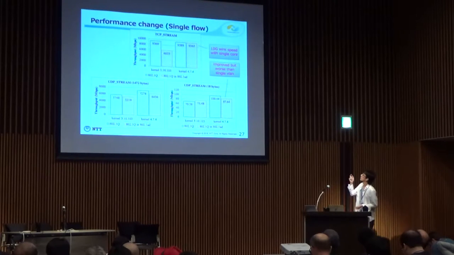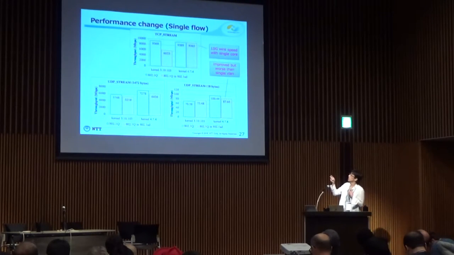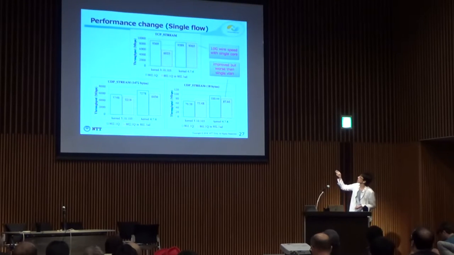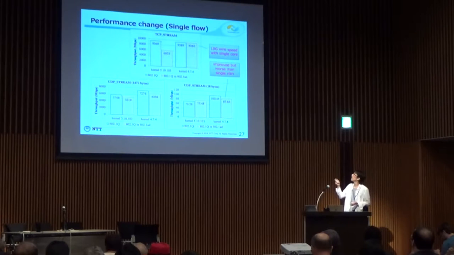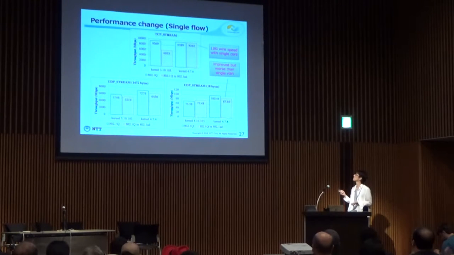This is the single flow test result. There are three test cases: TCP stream, UDP stream long packet, and UDP stream short packet. So from the TCP stream test, you can see the double tagged case in kernel 4.7 reaches 10G wire speed with a single core. And for UDP stream, the performance improved to some extent.